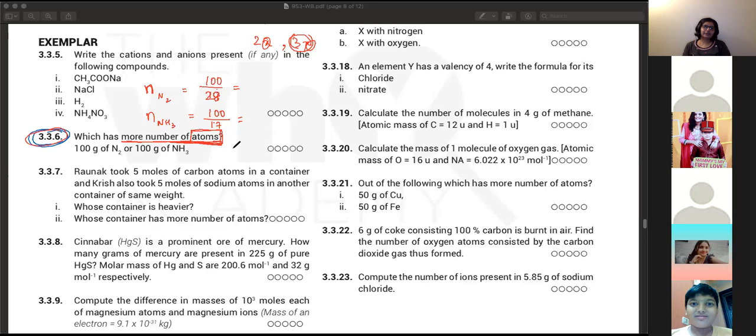Yes. Okay. If I double the mass of nitrogen, if I have 200 grams of nitrogen, will your answer remain the same or will it change? Ma'am, it will change. So if I double the mass of nitrogen, you're saying nitrogen gas will have more number of atoms, yeah? Yes, ma'am, because the number of moles also changes if the mass changes. But is it enough to change the answer? Like, is it enough to overtake the number of? Yes, ma'am.